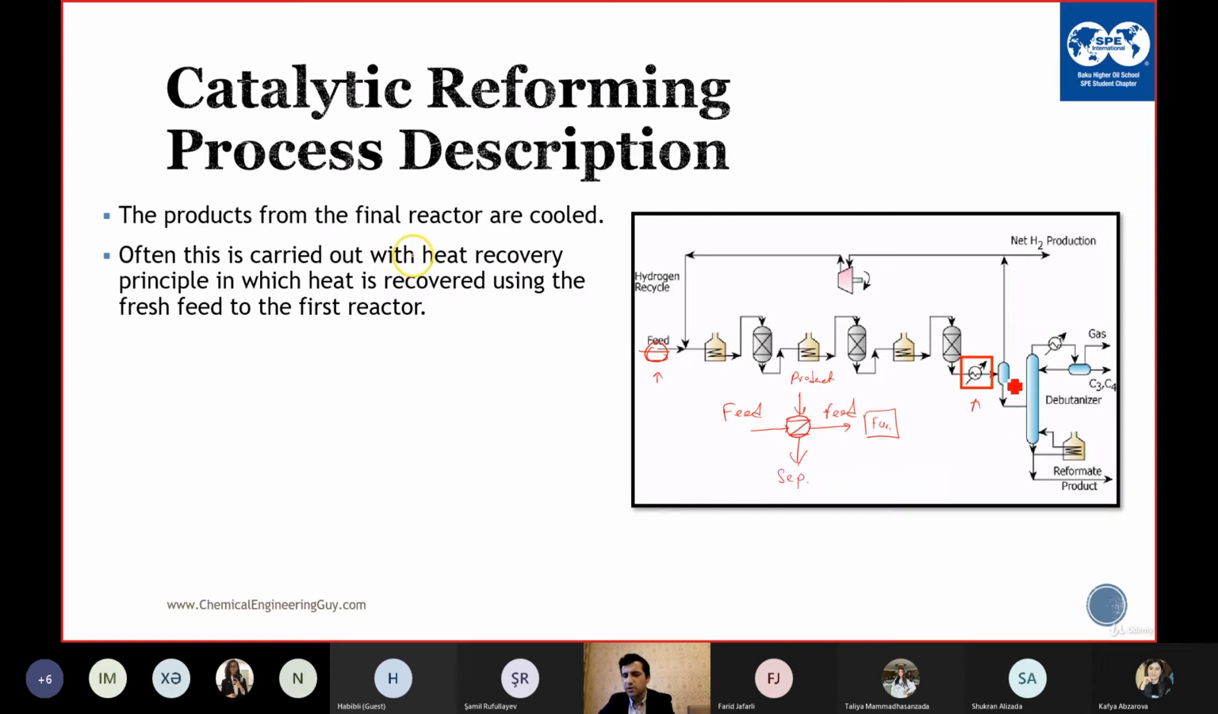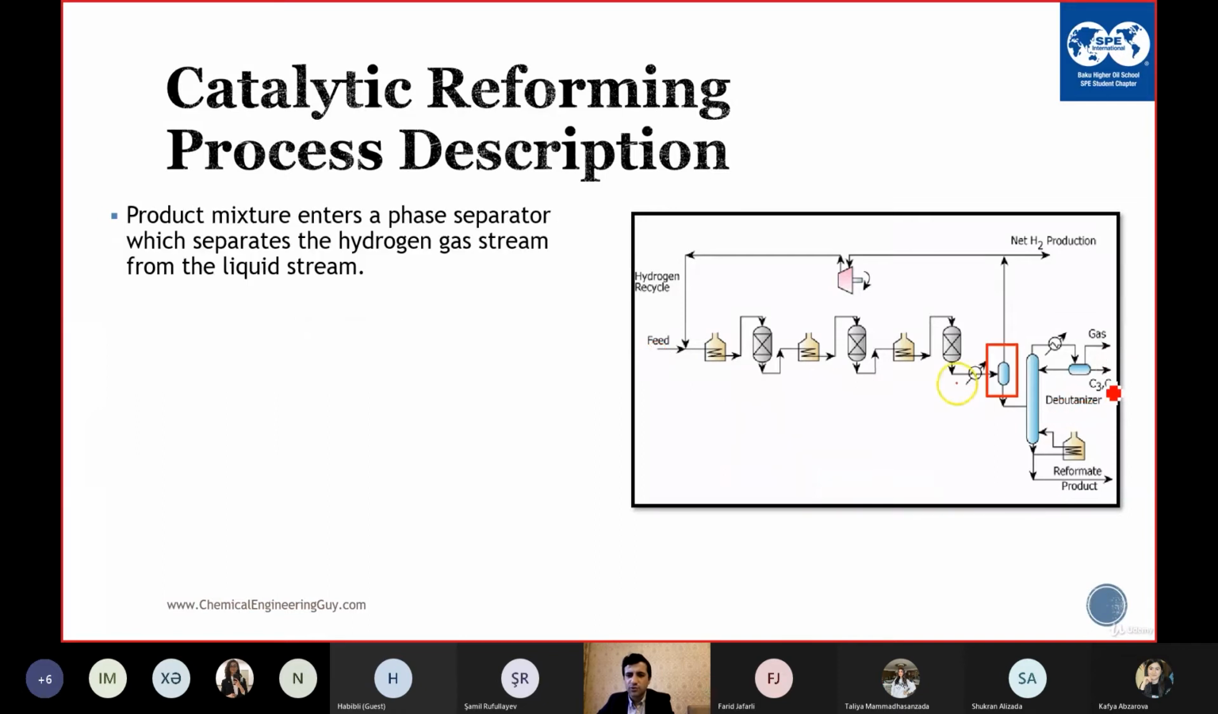Here you have the separator. You separate the gases from the product, and the gases, mainly hydrogen, are sent to the compressor and back to the feed, or to other units such as the hydrotreating units. And your product is sent to the stabilizer, where you stabilize the reformate having the 95-100 research octane number, and then you separate the gases, C3 and C4.